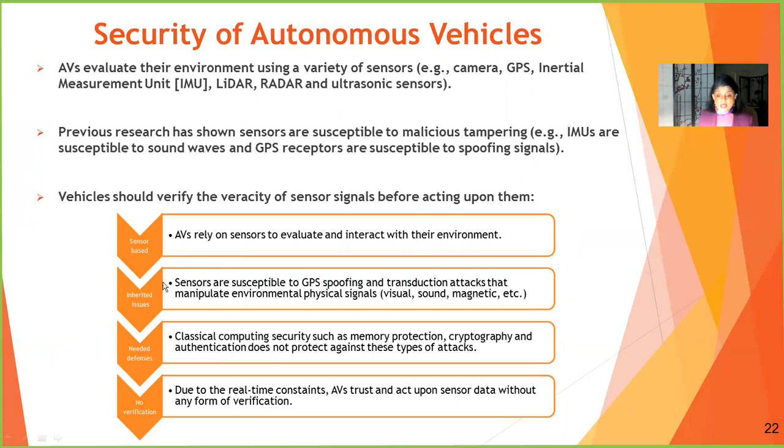Inherited issues, right? So sensors are susceptible to GPS spoofing and transduction attacks that manipulate environmental physical signals: visual, sound, magnetic, and needed defenses. So classical computing security, memory protection, cryptography may not work as well, right? So we need special techniques. Due to the real-time nature, right? We may not be able to verify due to the real-time constraints. AVs act upon sensor data without any form of verification. So we need to be able to very quickly look at these anomalies and make sure that they function correctly, right? So that's a challenge.